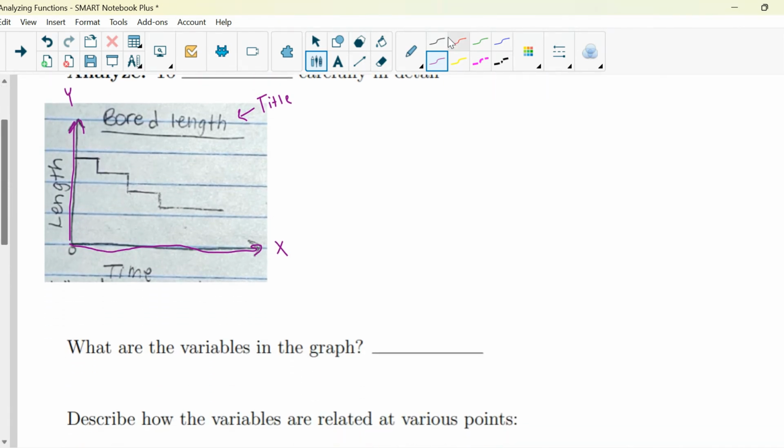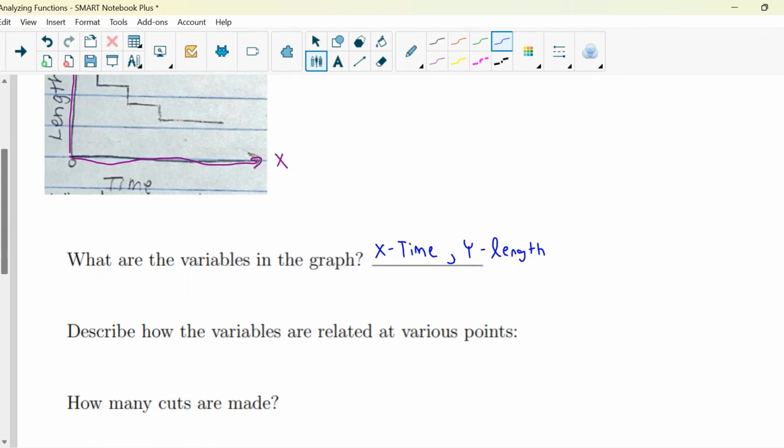So let's go down and look at our questions here. What are the variables in the graph? Our x-axis represents our time, and our y-axis represents our length. Describe how the variables are related at various points.